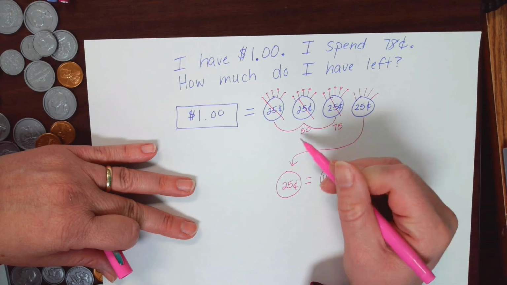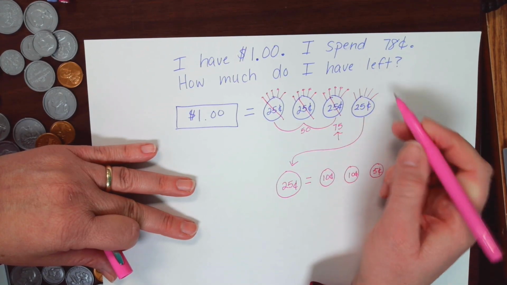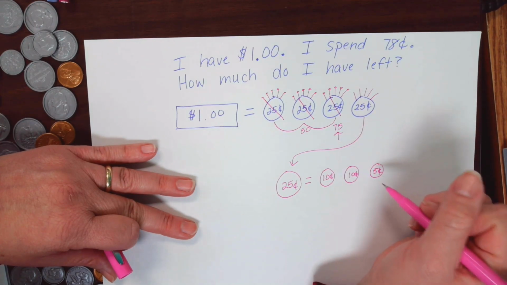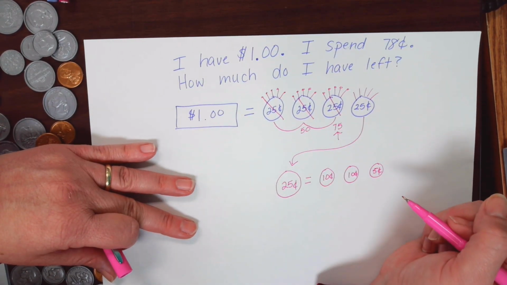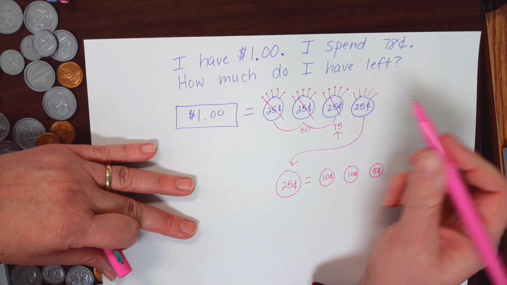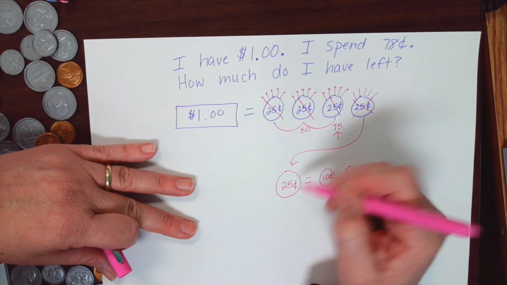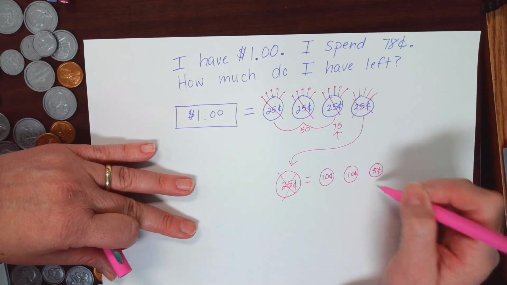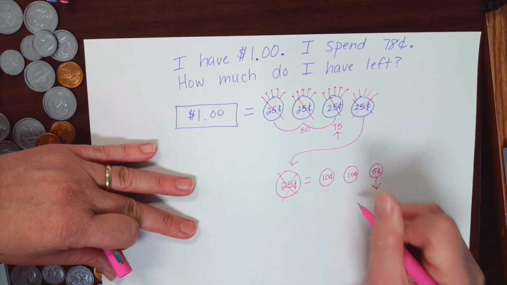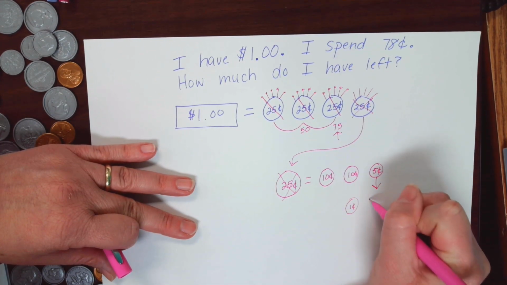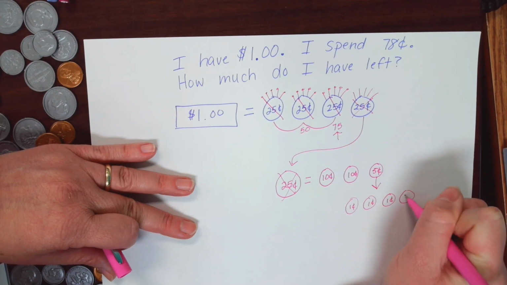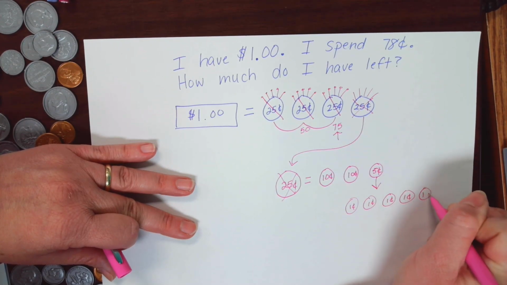Now, I've already spent 75 cents, but I need to spend 78 cents. So I need 3 cents. After I've broken that apart, I still realize I can't take 3 cents away from this. So I need to realize this one's been cashed in. This one's telling me that it's equal. But I also need to break this apart as well. And so I need my pennies. 1 cent, 2 cent, 3 cent, 4 cent, 5 cent.